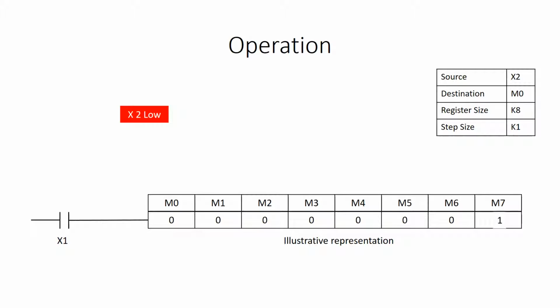On the next pulse of X1, the bit that's in M7 will move out of the register, and we no longer count that bit, it just disappears. On the next index it moves out, disappears, and is no longer relevant to us. So that's the standard operation of a shift register with a single step.